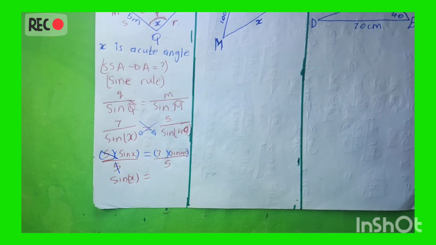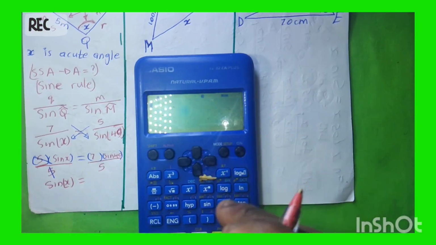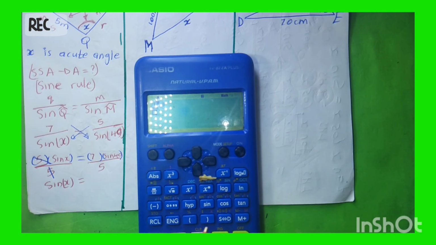So let me just press my calculator. Pressing my calculator, this is what I will do then. I'll just say 7 and say sine 40, close brackets, and divide by 5.